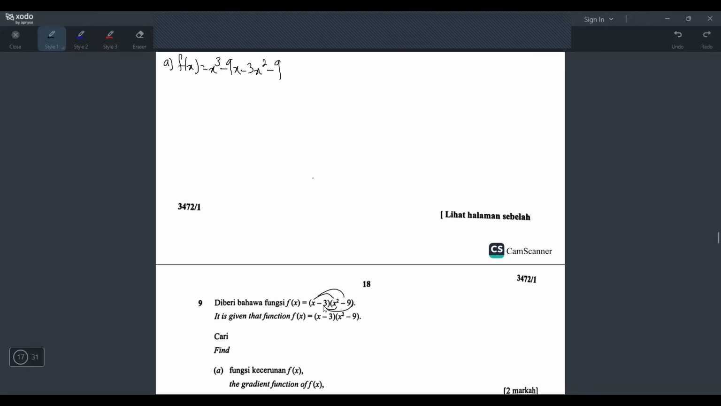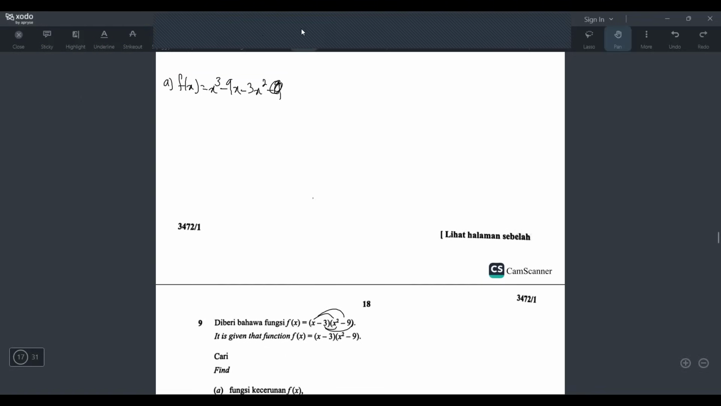x power 3 minus 9x minus 3x squared. Okay, negative 3 times negative 9 is positive, right? Sorry, this one is wrong. This one is positive 27. Okay, from here, you can arrange a bit. x power 3, and then minus 3x power 2 minus 9x plus 27. This would be my f(x).